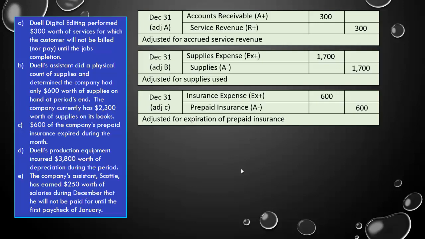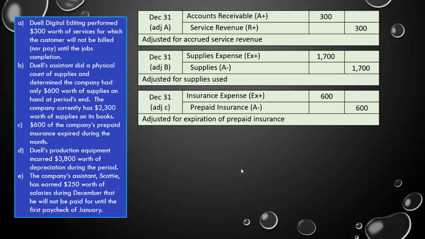amount that expired, which was $600, and we need to decrease our prepaid insurance because that asset is not going to be on our books for what it was before because some of it expired. So we need to decrease the value of that asset by the same amount of expense that we're recognizing. Debit to insurance expense, credit to prepaid insurance for $600.